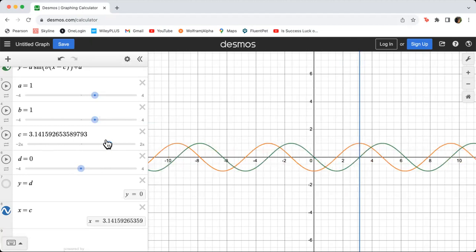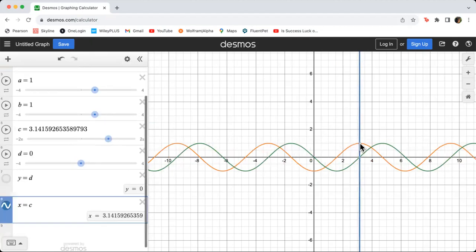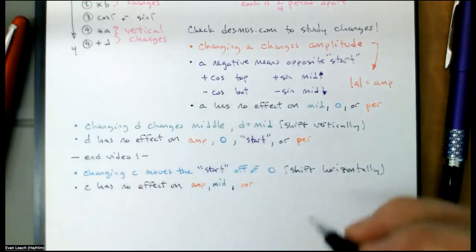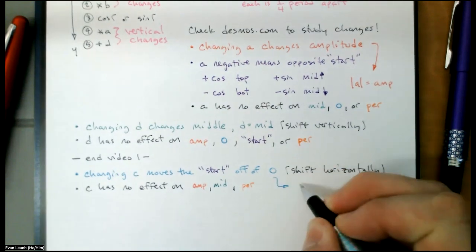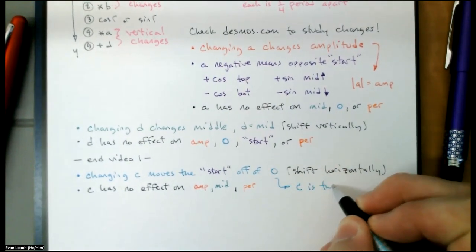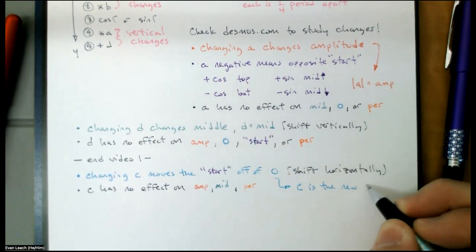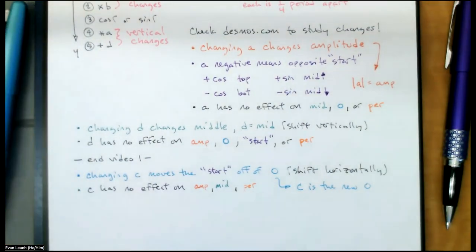Moreover, let's see, here C is at 3.14. C is equal to pi. That top point is at pi. So C is the new zero. C is the new zero of the start.